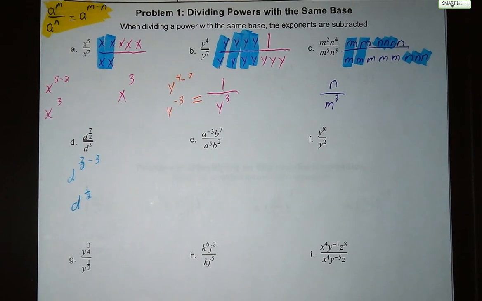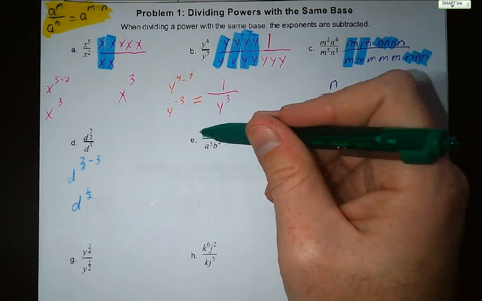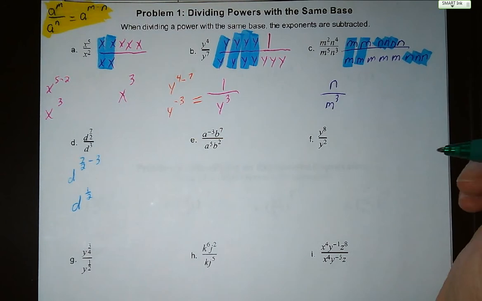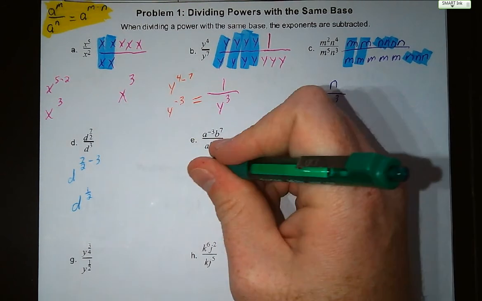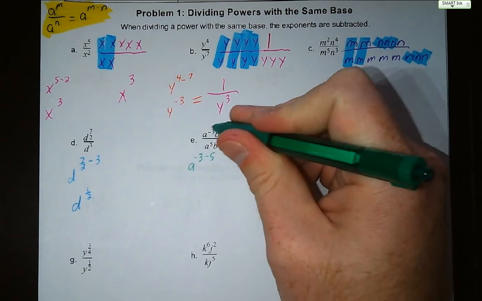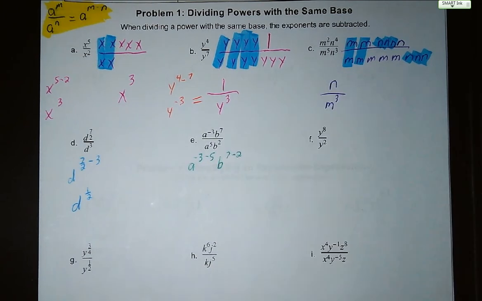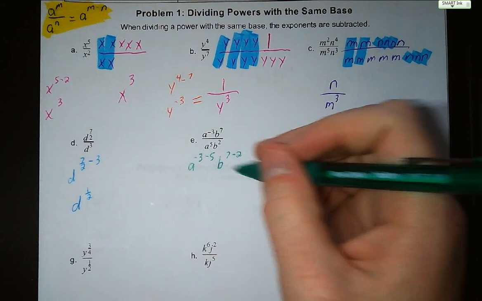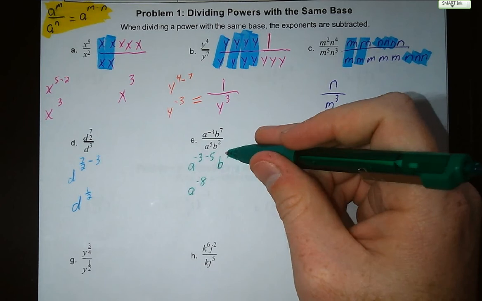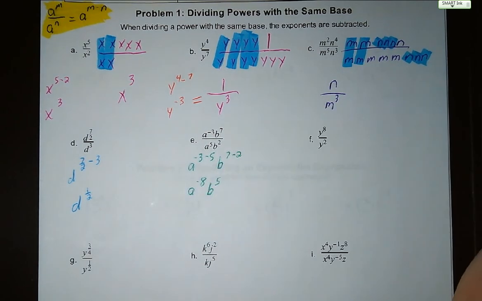All right, letter E. We've got a to the negative third, a to the fifth, b to the seventh, b squared. So let's do this algebraically. So we have a to the negative third minus 5. I'm just taking the exponents as they're written. B to the seventh minus 2. Negative 3 minus 5, that would be a to the negative eighth. B to the seventh minus 2, b to the fifth. Are we done?